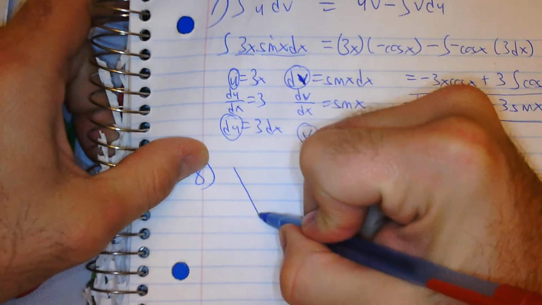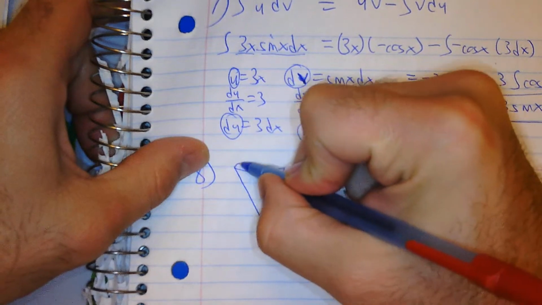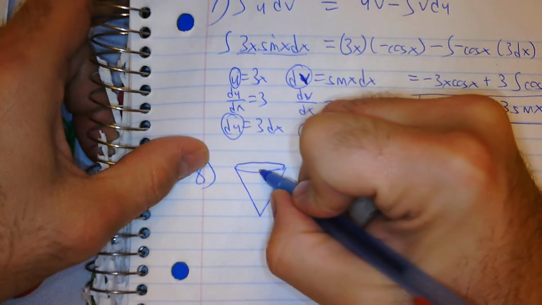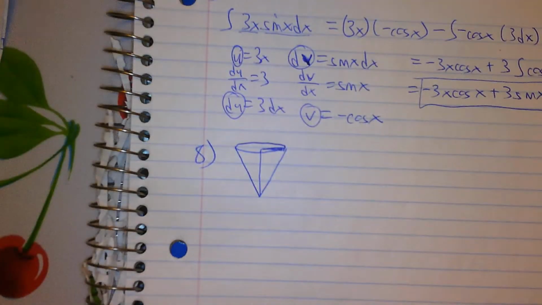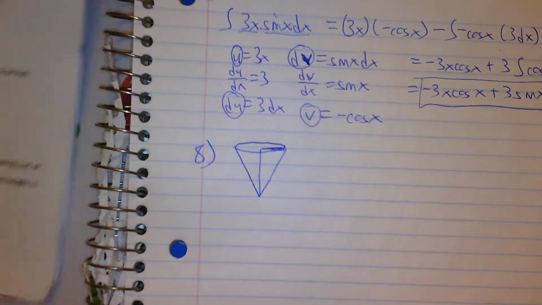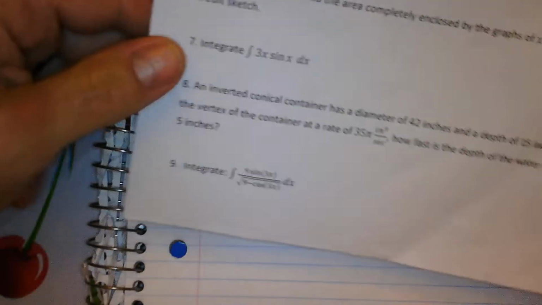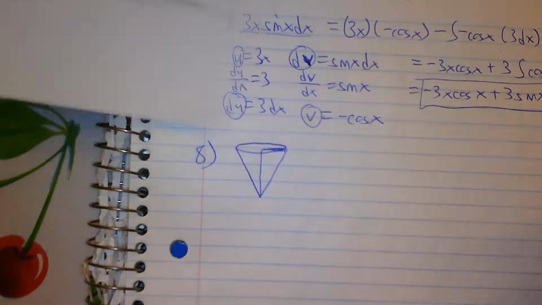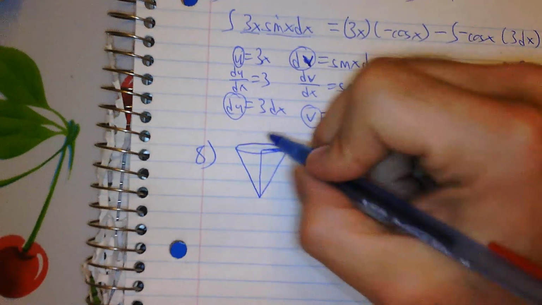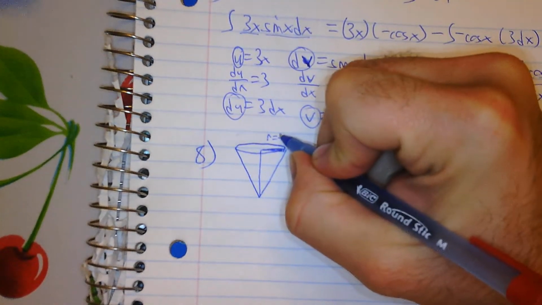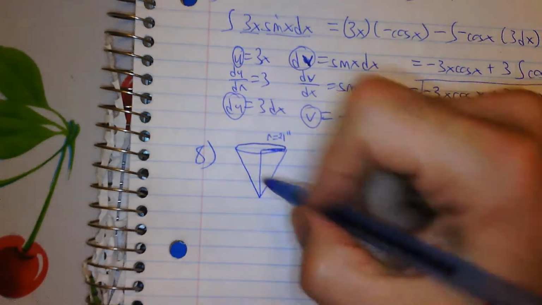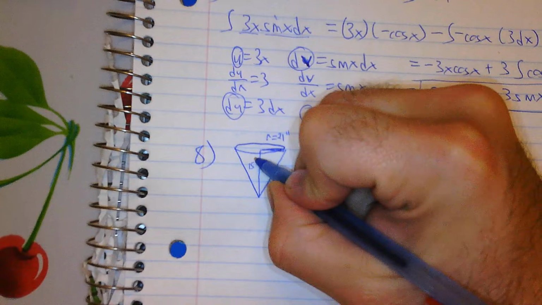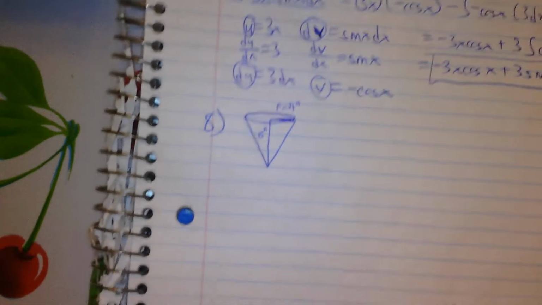Great. So an inverted cone looks like this. Cones have heights. They have radii at the top. Okay, and they have things like volume and surface area. An inverted conical container has a diameter of 42 inches. If the diameter is 42 inches, then the radius must be 21 inches. And it has a depth of 15 inches. So that means the depth of this cone is 15 inches.